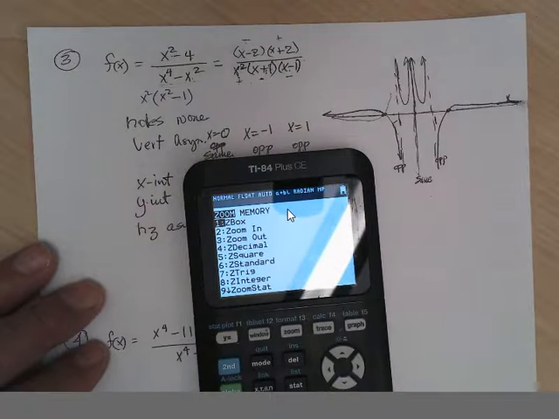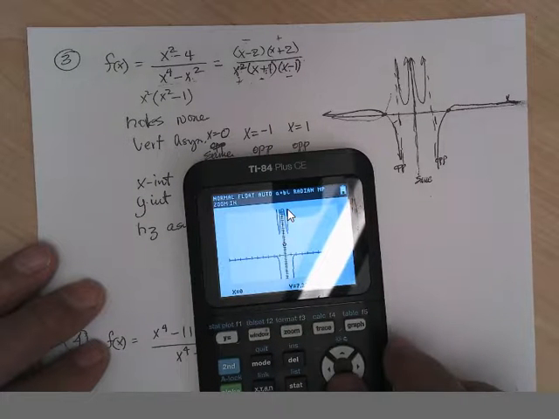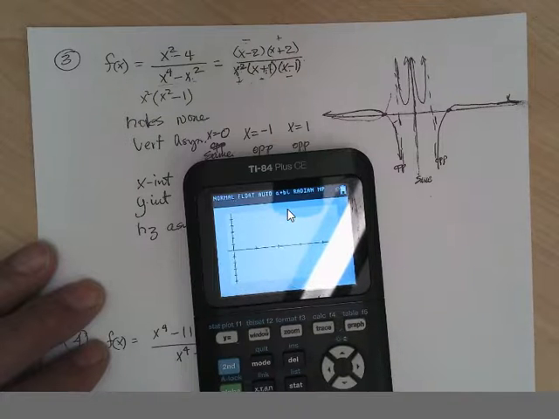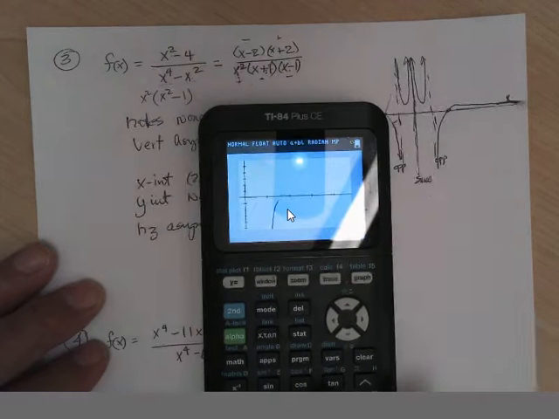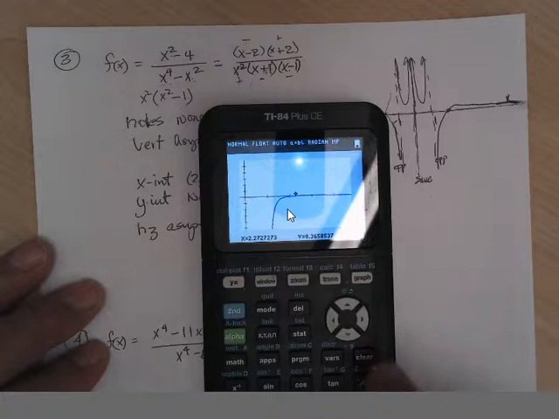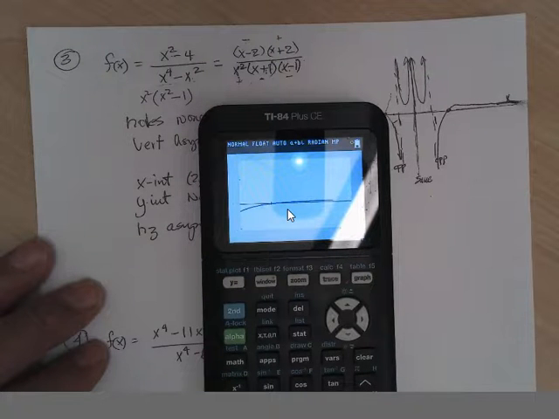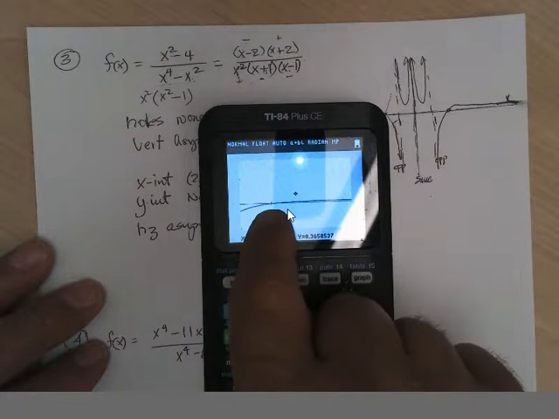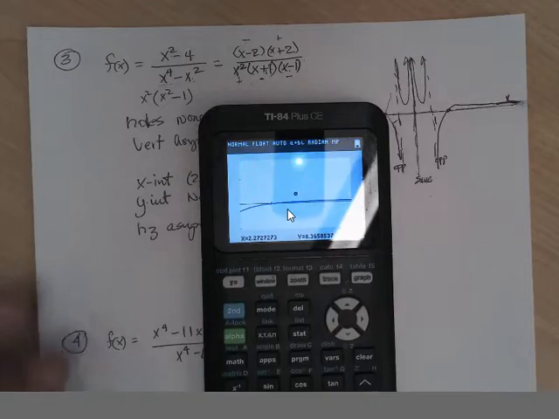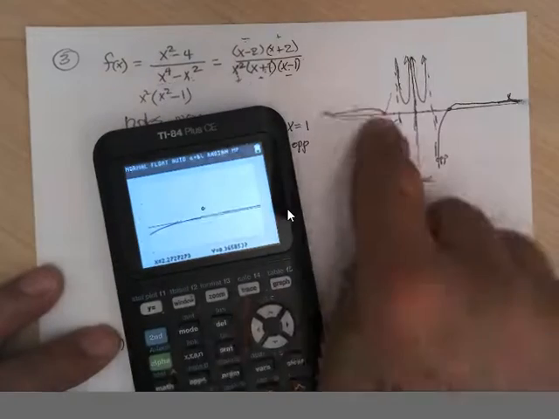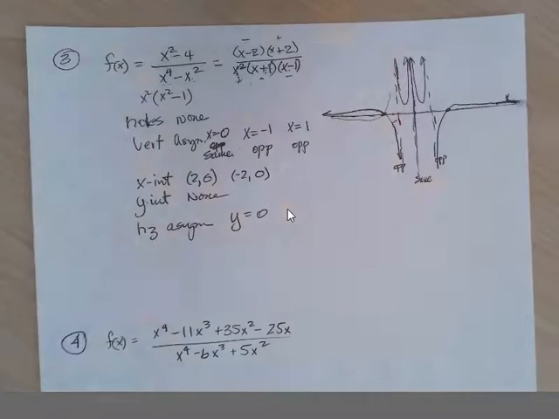So I'm going to go zoom in, which is number 2. I'm going to zoom in right here just to verify that it does come up, goes over the top, and then comes down. Let's go zoom in again. Goes up, over, crosses at 2, and then comes down close. And I could do the same thing over there and see that. Okay.